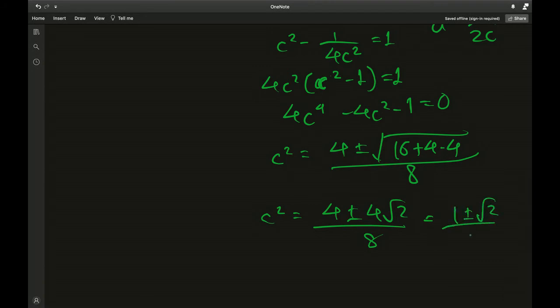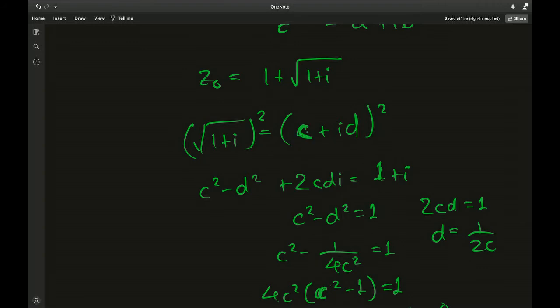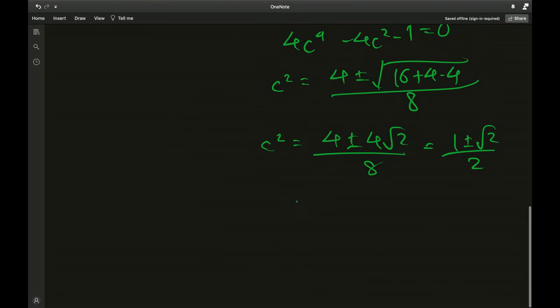Now c and d both again have to be real numbers in order to represent z naught properly. So if c has to be a real number, then c is the square root of a positive number. You can't have a square root of a negative number and then expect that c to be real. So we can only account for the positive, we can't account for the negative. c squared is 1 plus square root of 2 over 2.